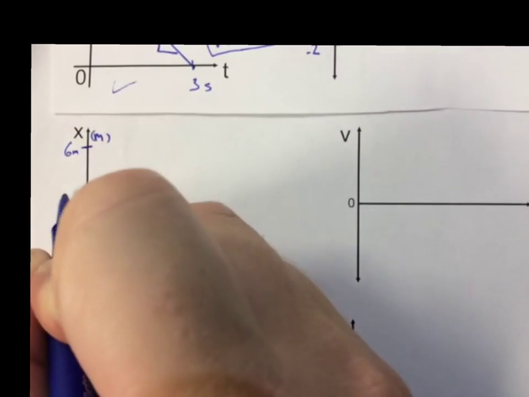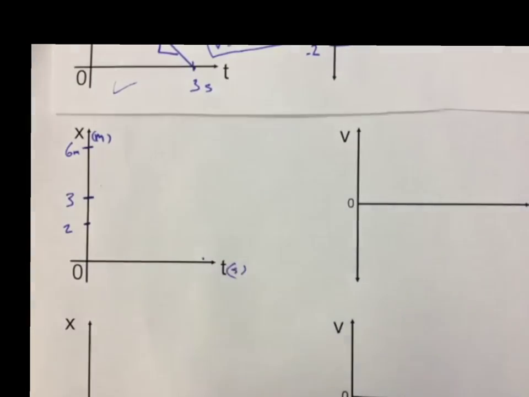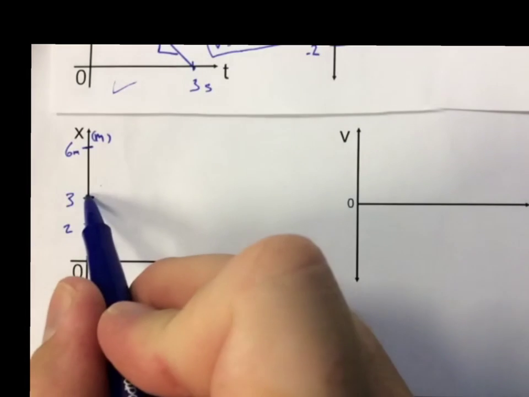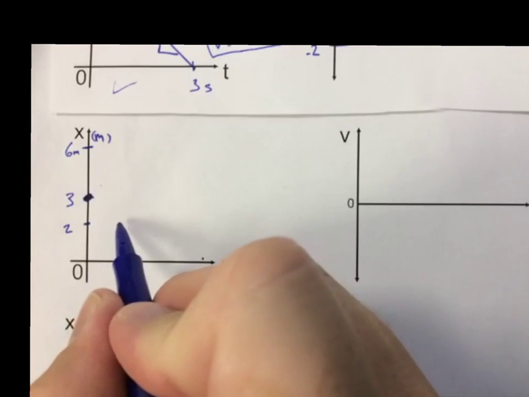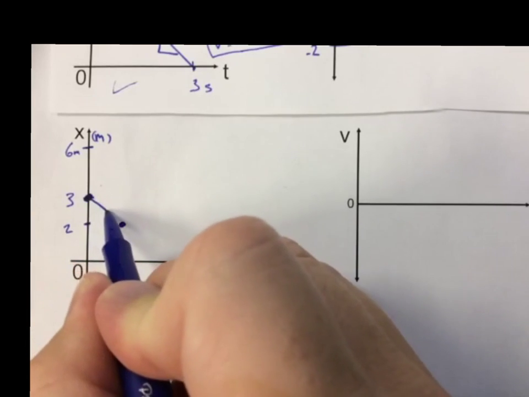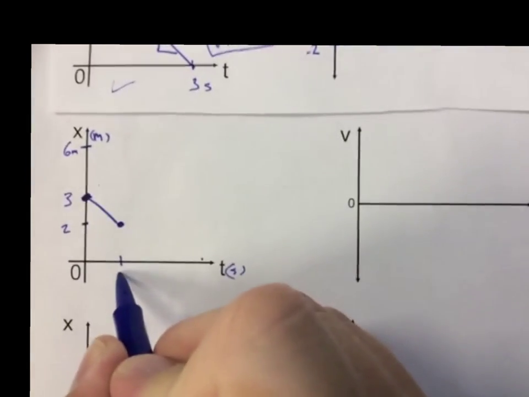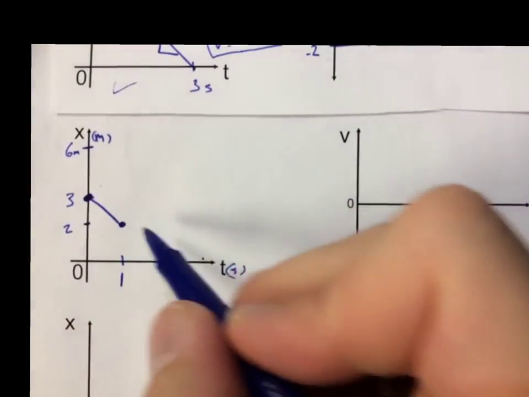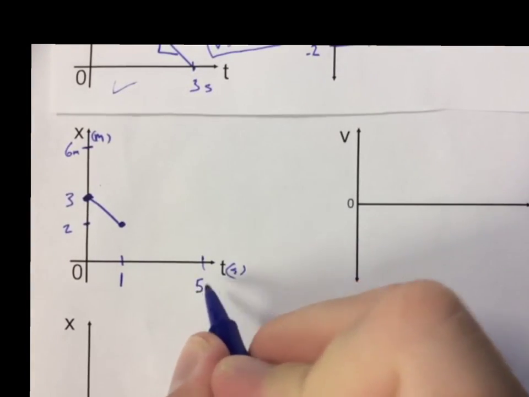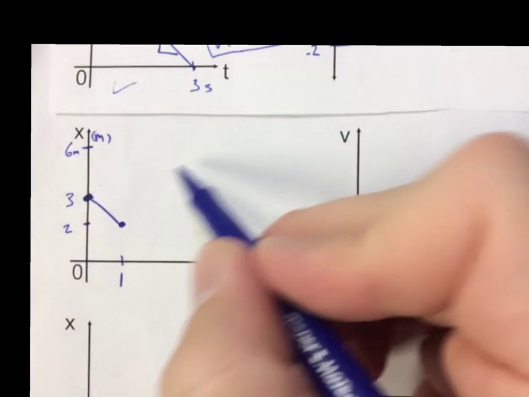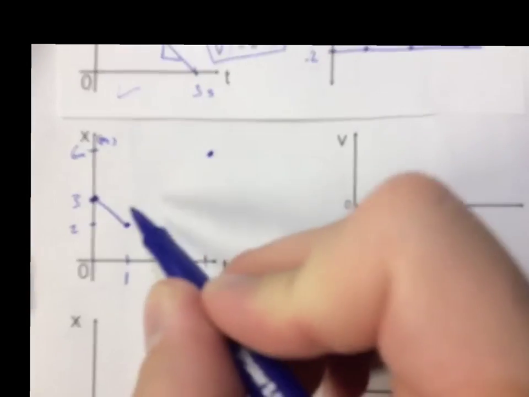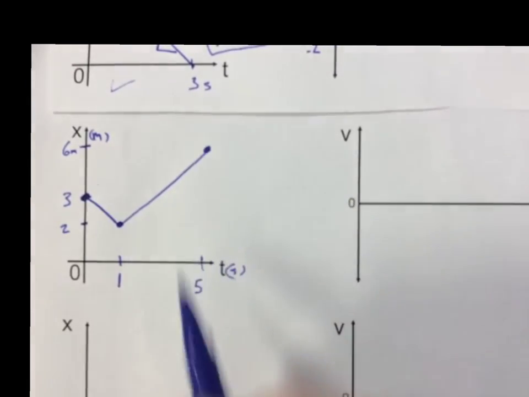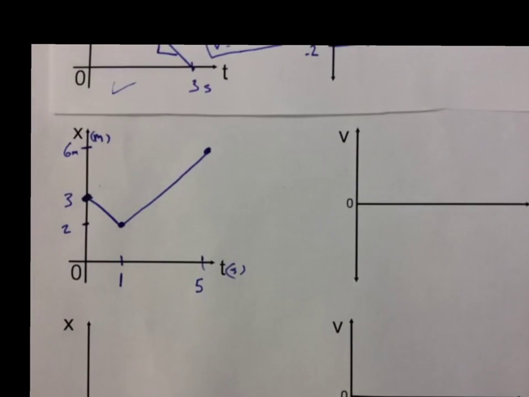Put 6 meters up here at the top, 3 would be in the middle, and then 2 would be just below it a little bit here. All right, so the object's going to start at 3 meters. It's going to travel down to 2 meters, so we'd have a straight line right there, and it's going to take 1 second to do that. From that point on, it's then going to take 4 more seconds, so the total time would be 5 seconds, and it's going to travel out to a distance of 6 meters. Okay? So from that information, I'd like you to figure out what you think the velocity versus time graph would look like. So go ahead, hit pause, and then we'll come back and take a look at this in just a moment.